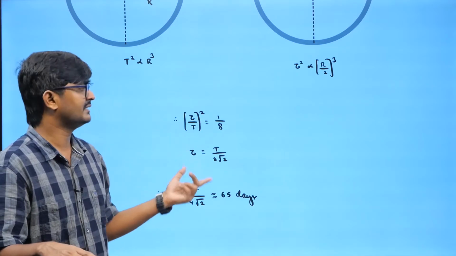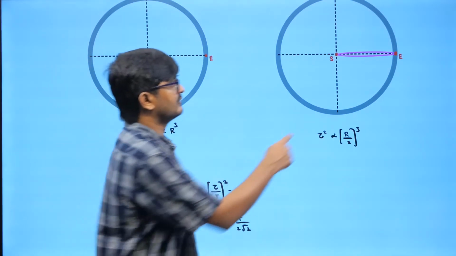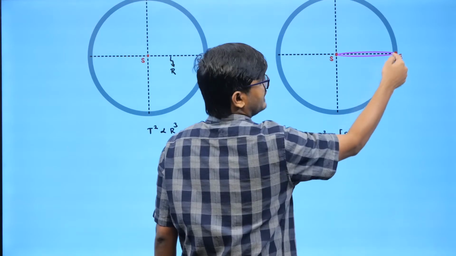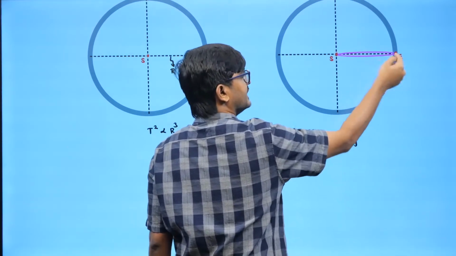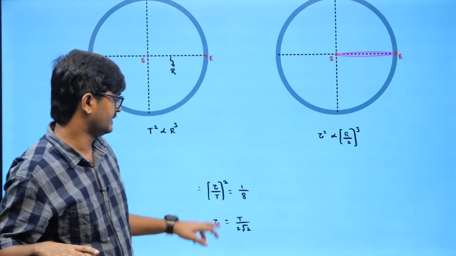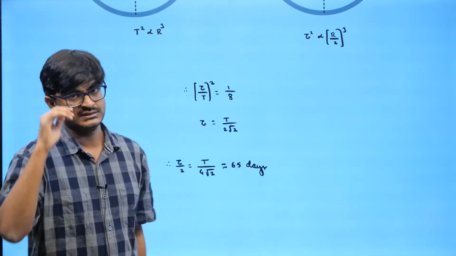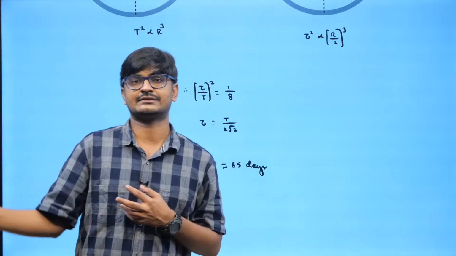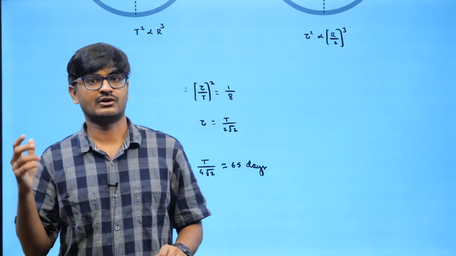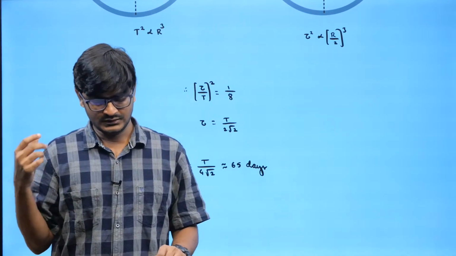Why is this not going to be the answer? This is the total time period of the full ellipse. But what we need is only half the ellipse, right? The going and hitting. So only half of it we need, which is going to be T by 4 root 2, which is almost 65 days. So if Earth is stopped and left, it is going to take almost 65 days to hit the sun.